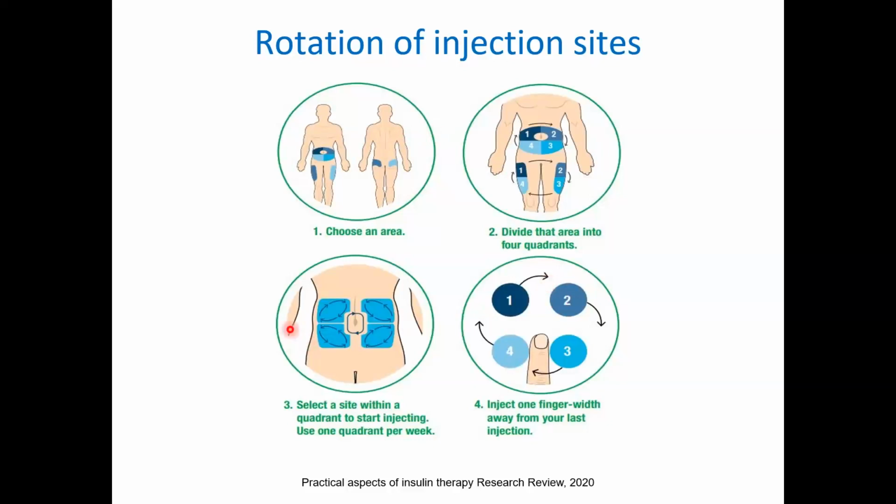So this is very important. We do not recommend that the patient, for example, injects the arm in the morning, then in the afternoon goes to the abdomen, then in the evening goes to the thigh. But they should restrict to one quadrant per week.